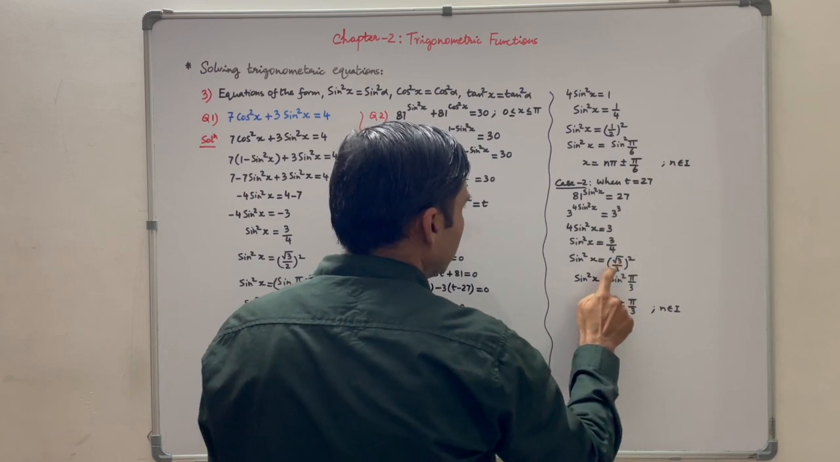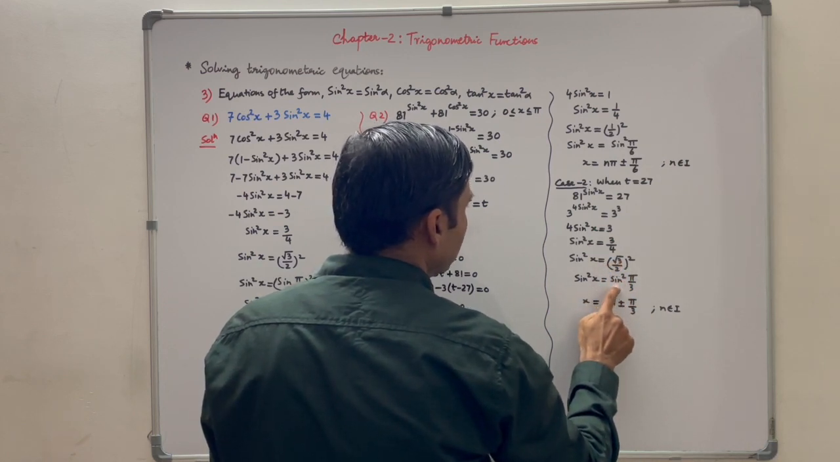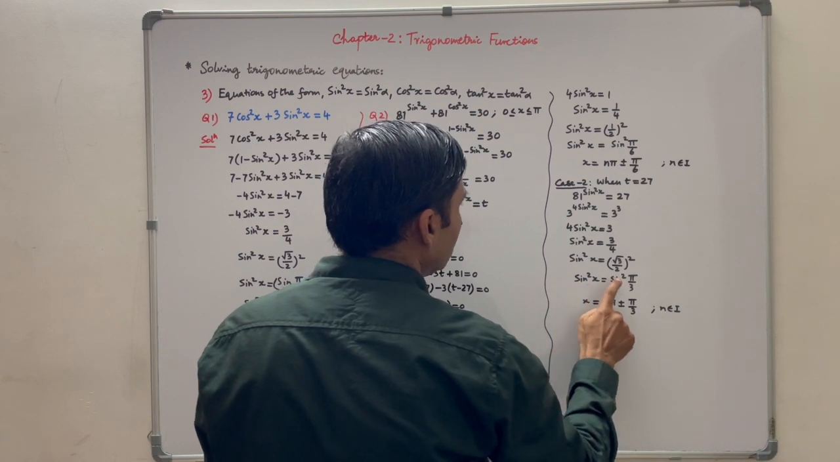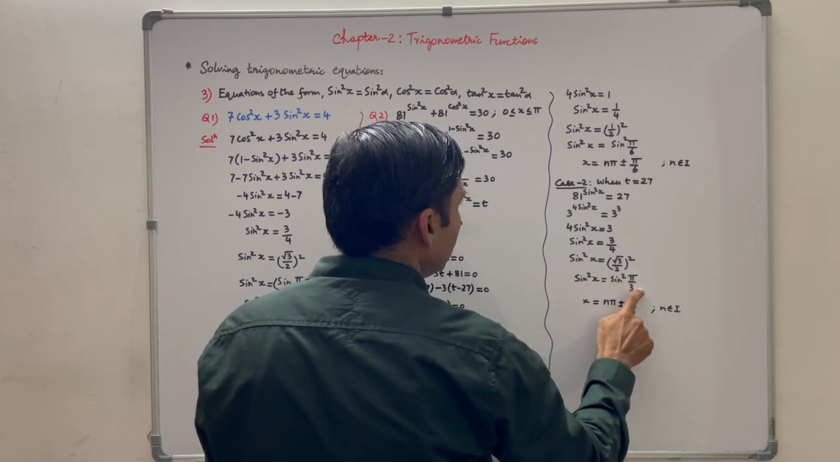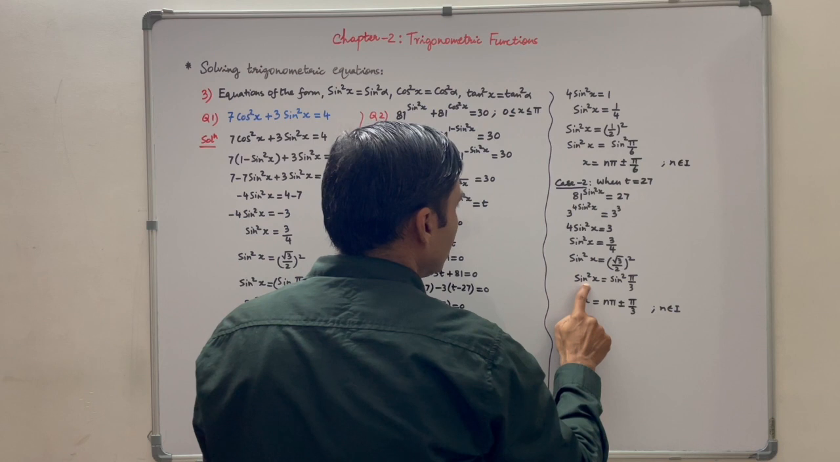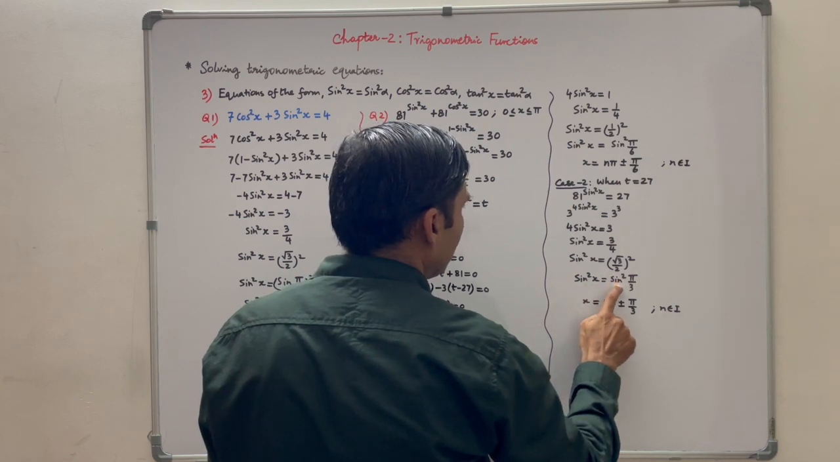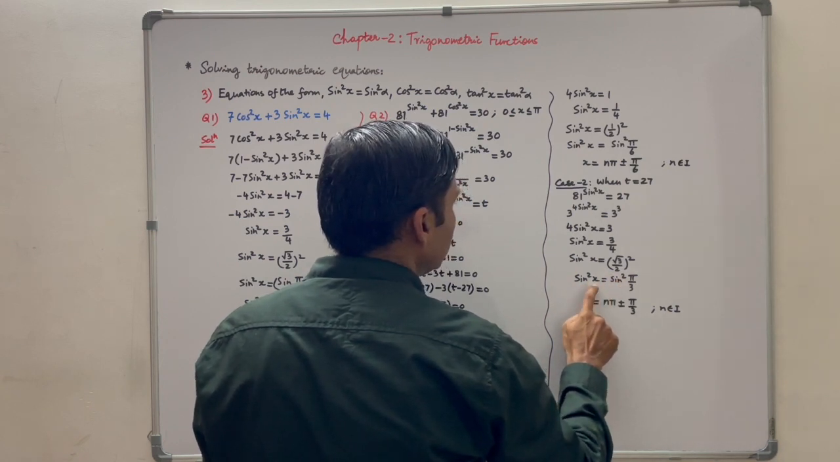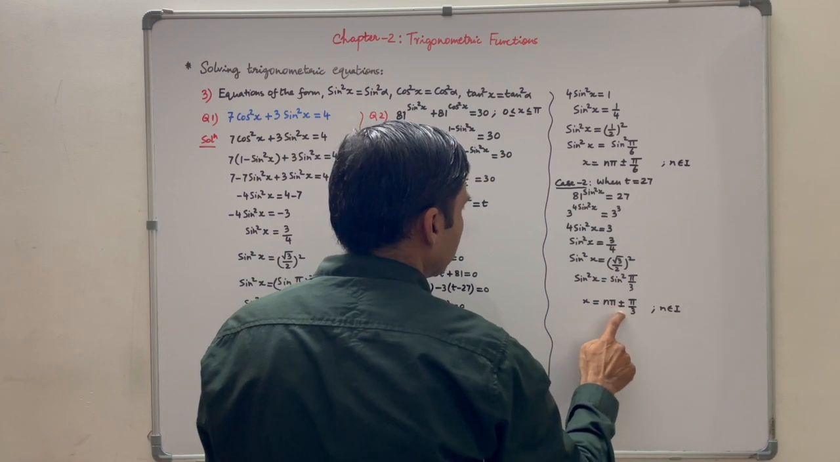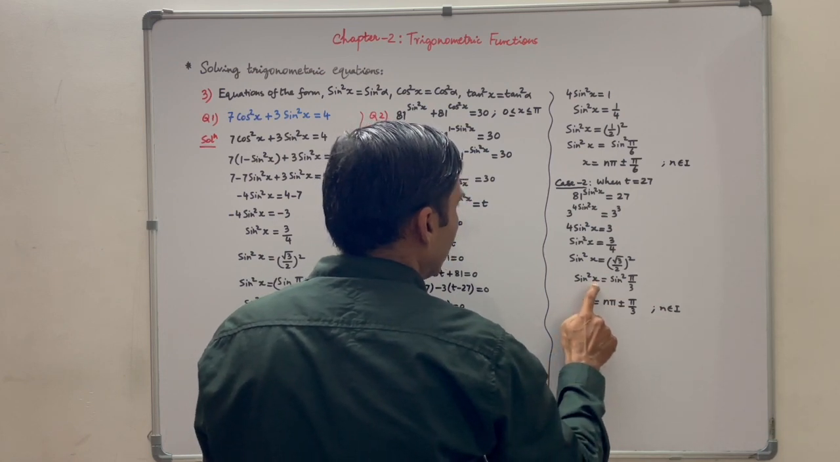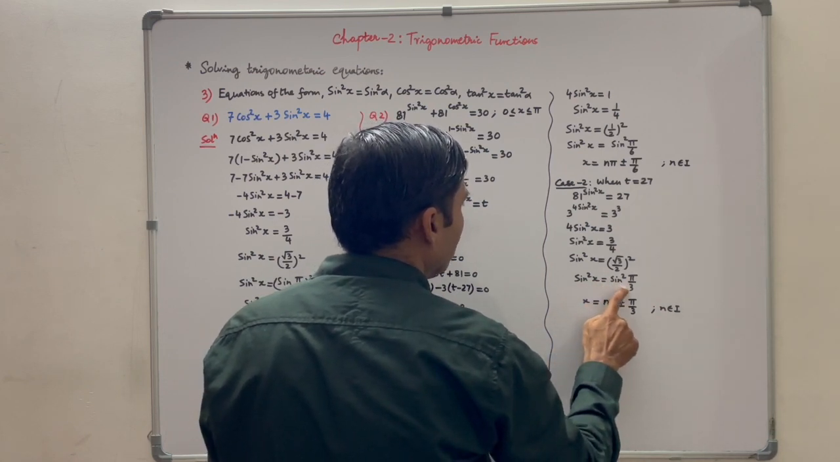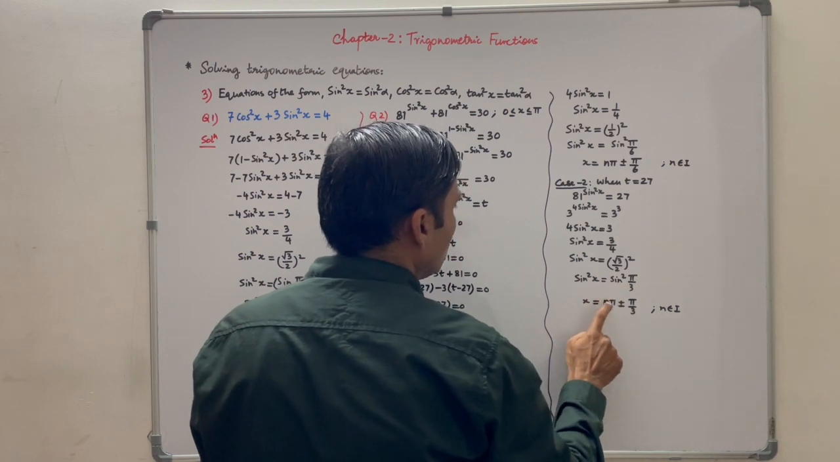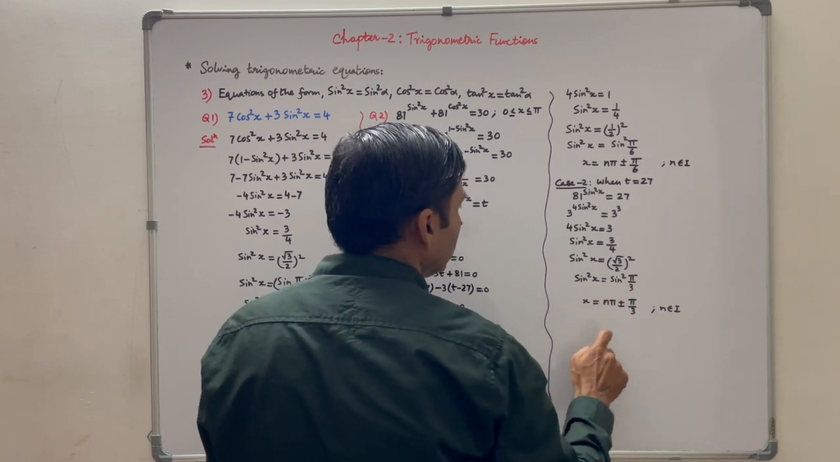Root 3 by 2 is the value of sine 60 degrees. So sine square x is equal to sine square pi by 3. Now it is in the form sine square theta is equal to sine square alpha, and the general solution is theta is equal to n pi plus minus alpha. Here theta is equal to x and alpha is equal to pi by 3. So x is equal to n pi plus minus pi by 3.